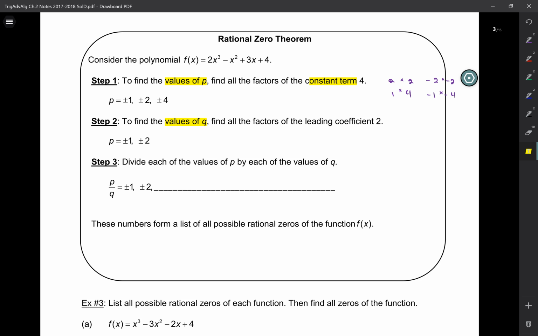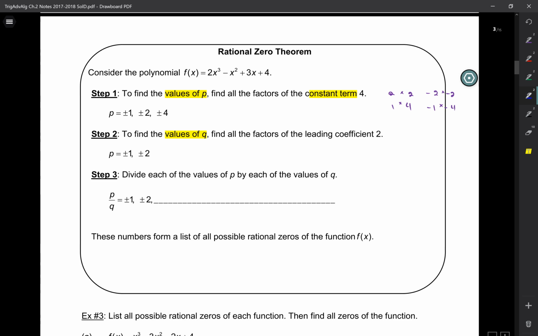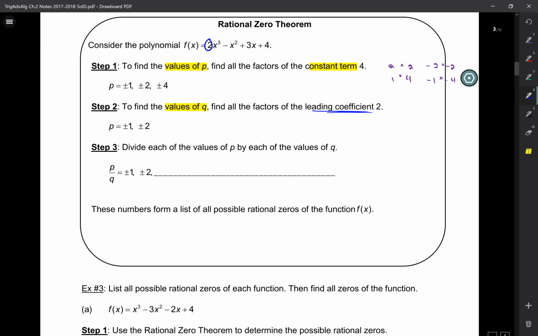All right, so now we need values of Q. And for that, we need to find the factors of 2. It has to be the coefficient of the term with the highest exponent. We call it the leading coefficient, the number with the term of highest exponent. Isn't that also the degree? The degree is 3. We need the coefficient, which is 2.